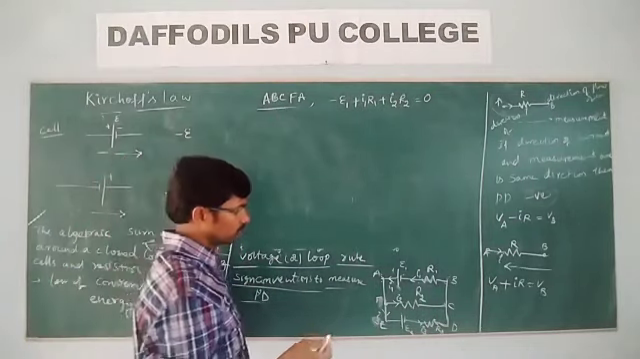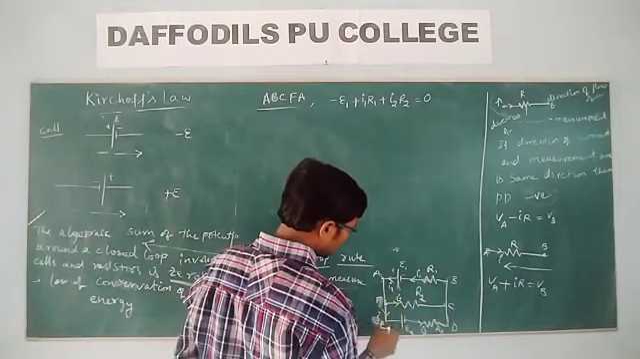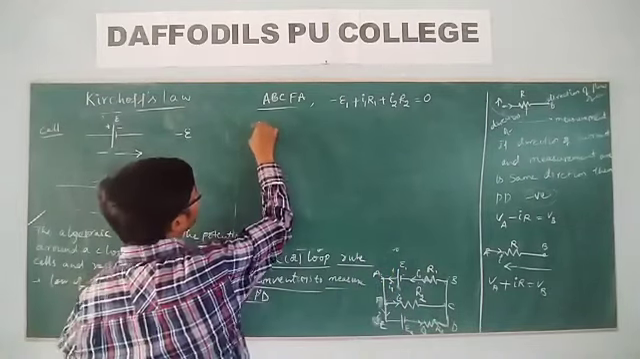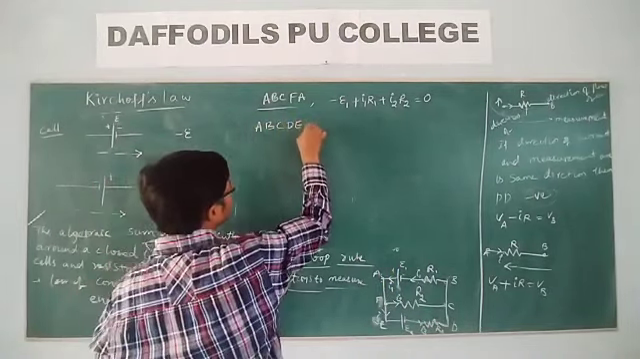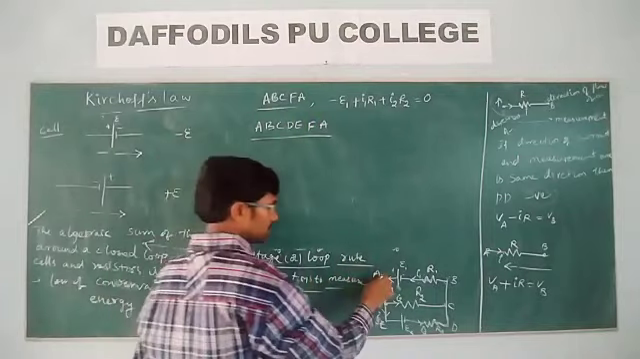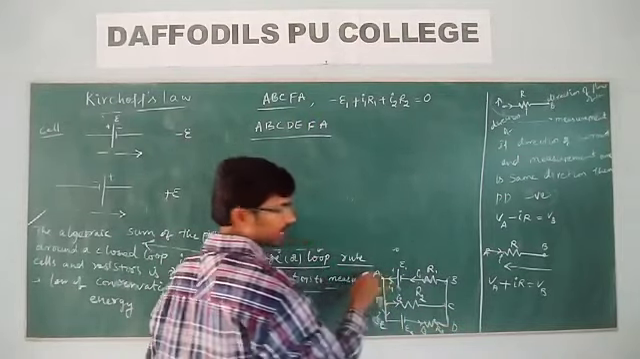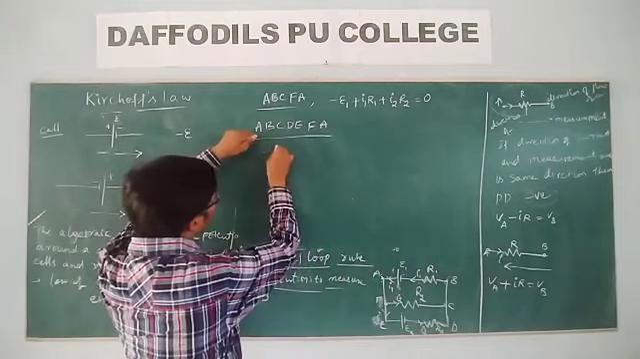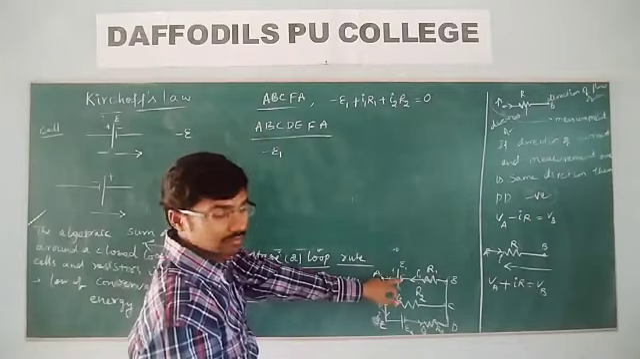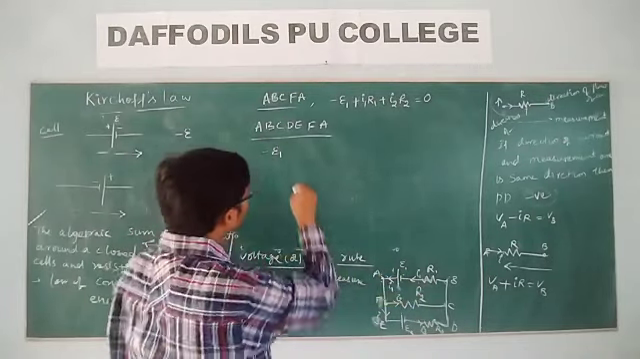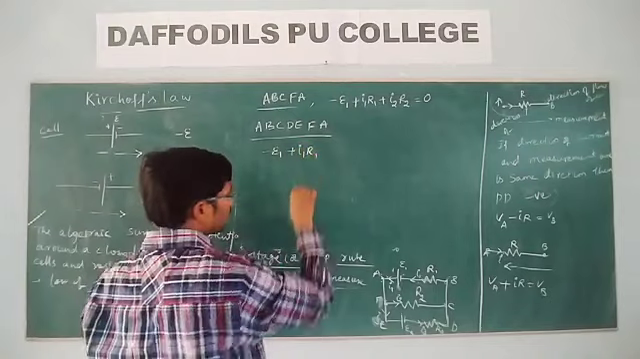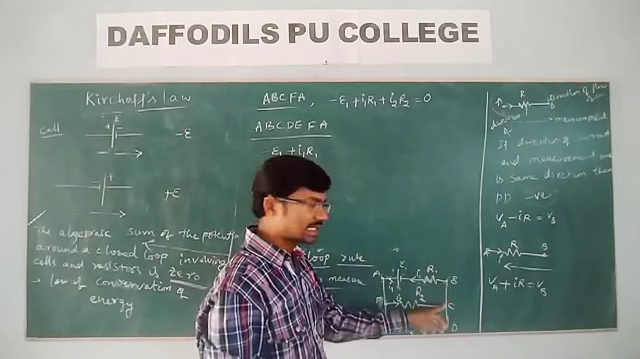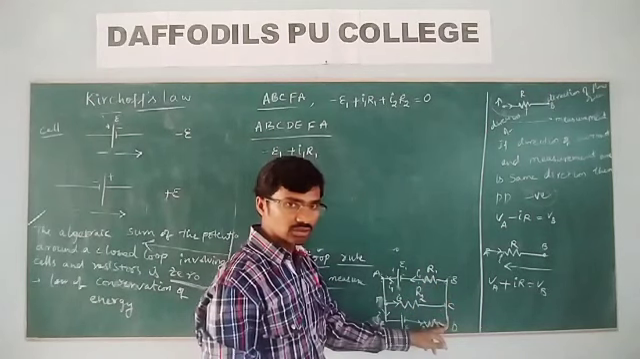Similarly, you can take any loop. Let me take A, B, C, D, E, F, A, a closed loop. Now what do we get here again? From A to B first, minus E1 because plus to minus. Next, plus I1 R1. Why? The direction of measurement and the direction of current are in the opposite direction. Next, B to C no components, and C to D also no components.